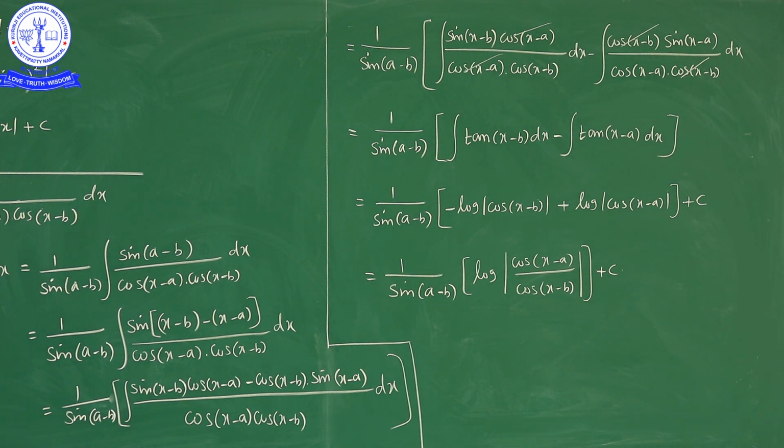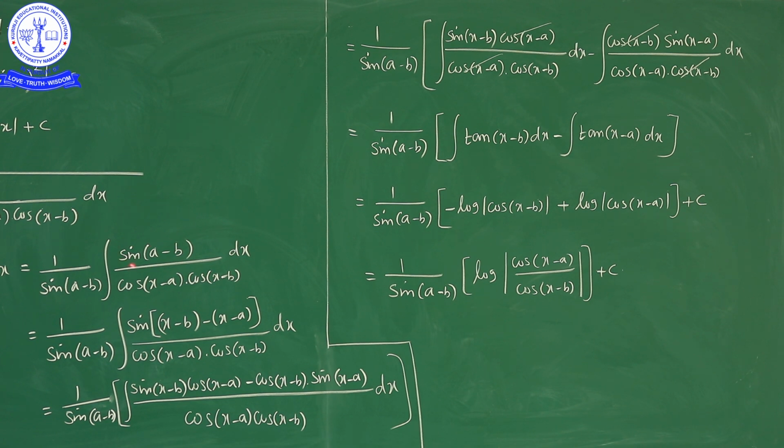I will explain this question again. What is given is 1 upon cos(x minus a) into cos(x minus b) dx. To simplify this, I will multiply and divide with sin(a minus b). Here it is a constant, there is no x term involved, sin(a minus b). So we are multiplying and dividing with some constant. This sin(a minus b) continues throughout.